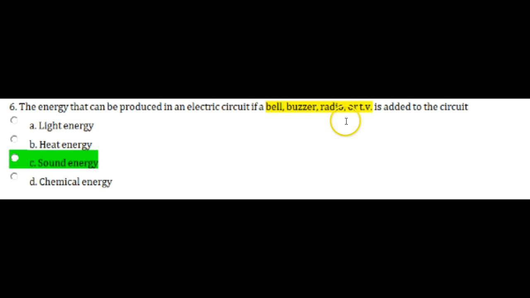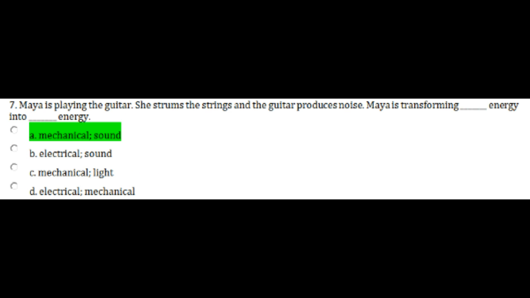Possibly the radio and the TV would have heat. Light might come from a TV, sometimes a radio. But sound is the only one that comes from the bell, the buzzer, the radio, and the TV. So it's just our best choice.